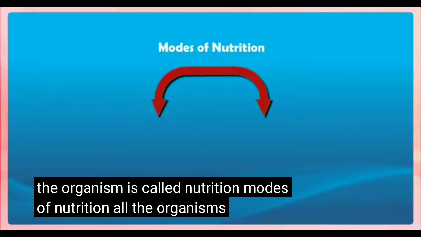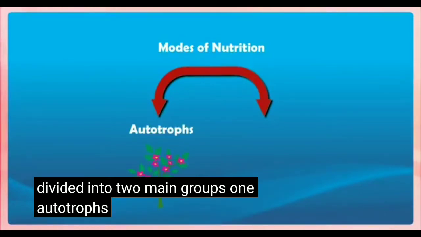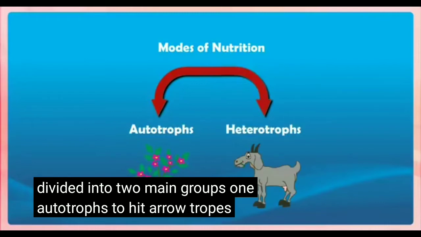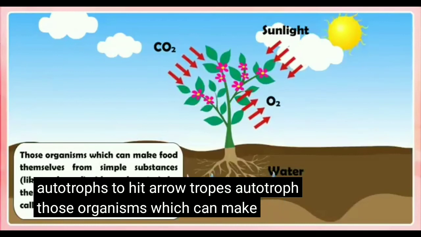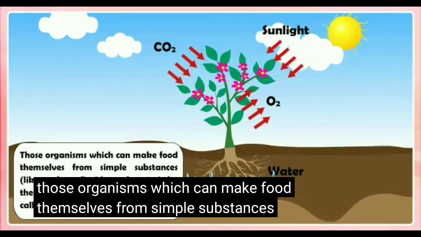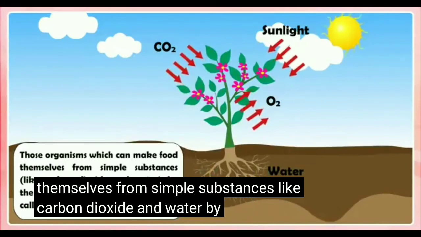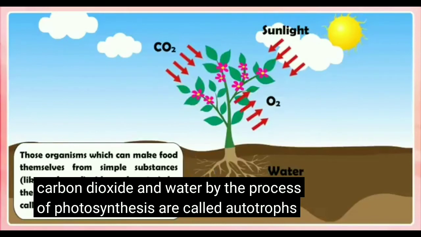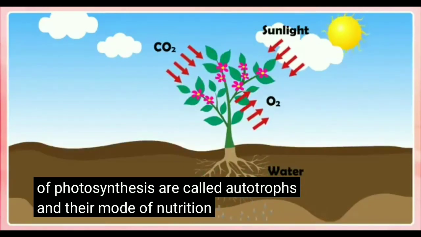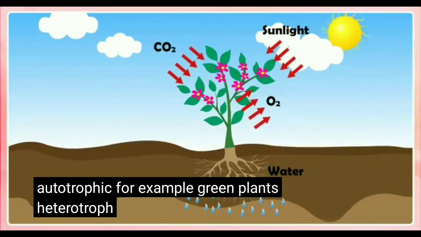Modes of nutrition. All organisms can be divided into two main groups: 1. Autotrophs. 2. Heterotrophs. Autotroph: those organisms which can make food themselves from simple substances like carbon dioxide and water by the process of photosynthesis are called autotrophs, and their mode of nutrition is called autotrophic. For example, green plants.